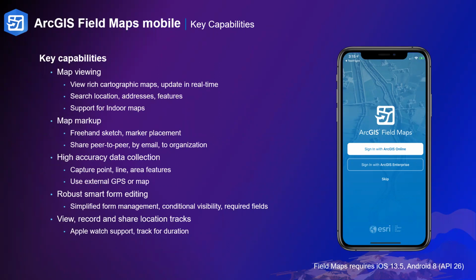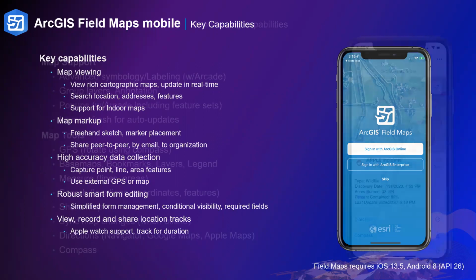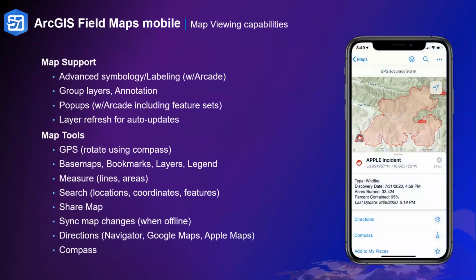Viewing, recording, and sharing the location tracks. Like I said, that's all built in now. Instead of having the Tracker app, you have to have a Tracker license, but the app actually is now Field Maps. It also supports Apple Watch, which is kind of interesting, where you can have it on your watch, just reach down, say start tracking, and then reach down, tap the watch, and go end tracking. So that's also pretty interesting. So let's talk about these in a little more detail.